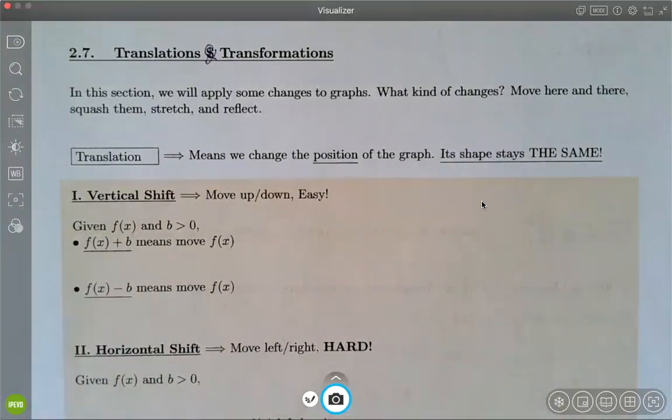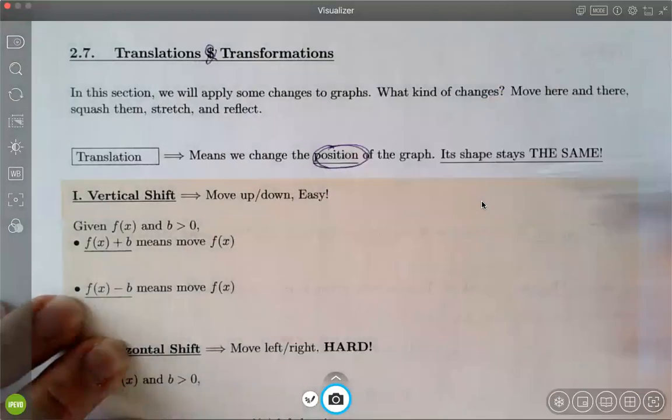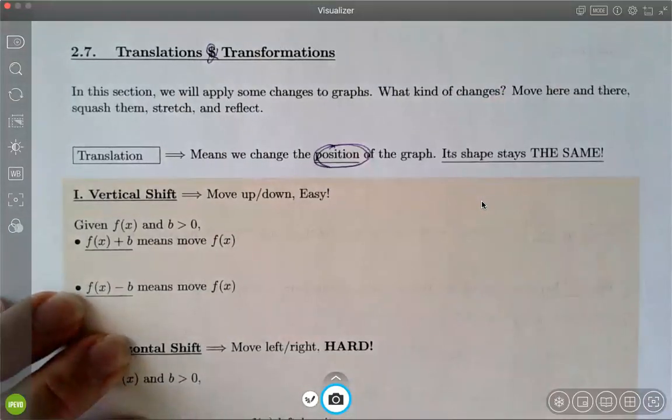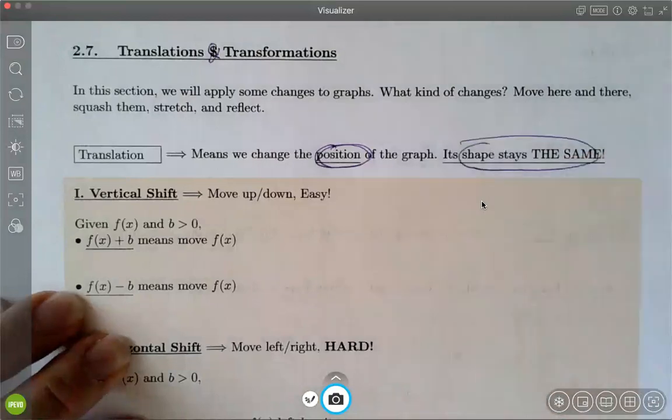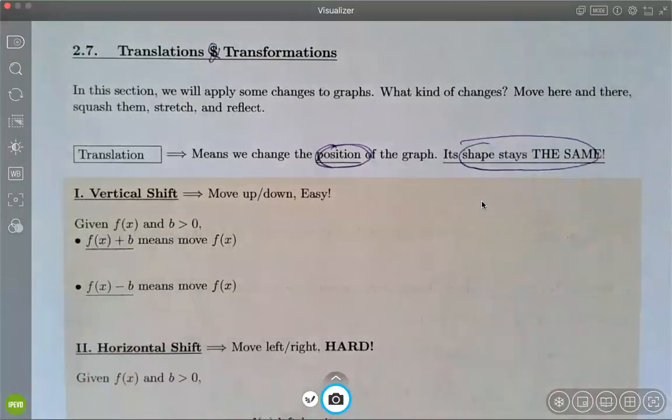Okay, now the word translation means we change the position of the graph. But what about the shape? We don't change it. Okay, so now there are 2 ways to change the position. You can move the graph up or down, or send it to the left or send it to the right. Okay, the first one is the vertical shift.